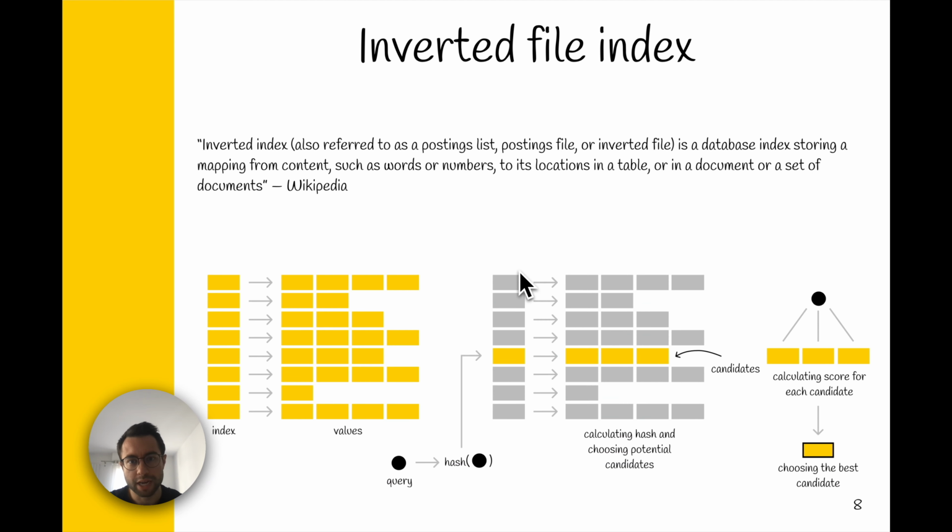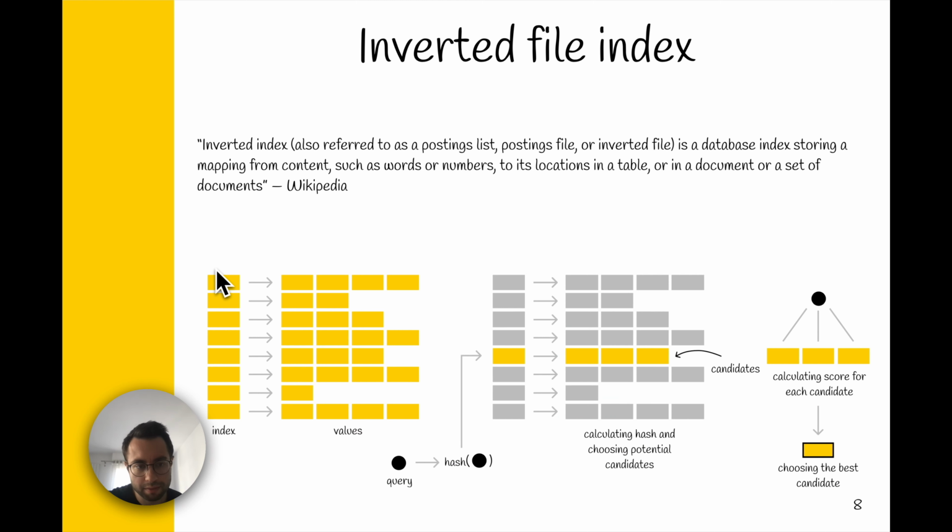Now let's talk about a more advanced structure used as one of the implementations for similarity search algorithms, called the inverted file index. According to the definition from Wikipedia, it is a database index storing a mapping from content, such as words or numbers, to its locations in a table or in a document or a set of documents. To put it simply, let's look at the example from the diagram.